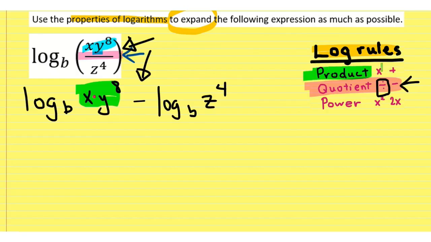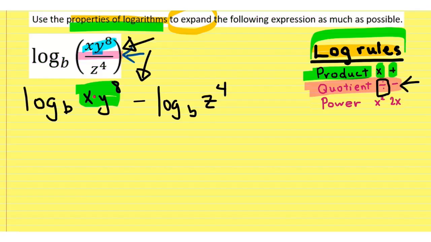The product rule says that if I've got a multiplication of two terms or expressions, I can separate them into addition. This is, like I said, order of operations for logs. It's the log rules, the properties of logs, that give us these rules that allow us to expand or pull apart all the pieces of logs.